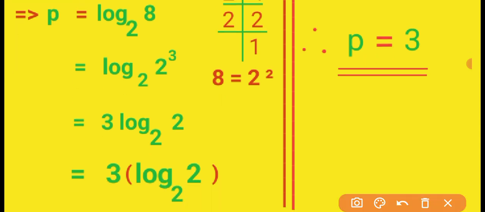In the next step, we know that we have log to base 2 of 2 to power 3. And you know when the logarithm is having a power, the power, we bring it down here.